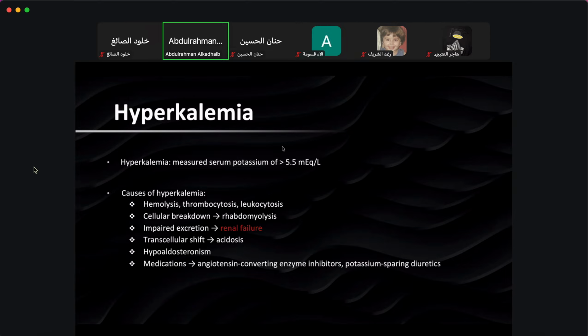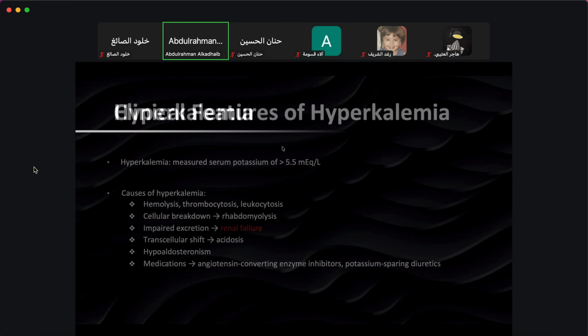We may also see hyperkalemia in patients who are taking some medications such as angiotensin converting enzyme inhibitors or potassium sparing diuretics, which may also cause an increase in the potassium level.